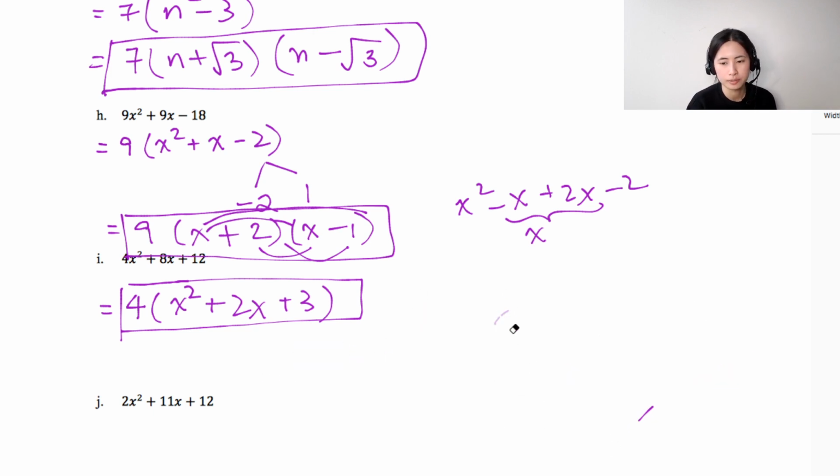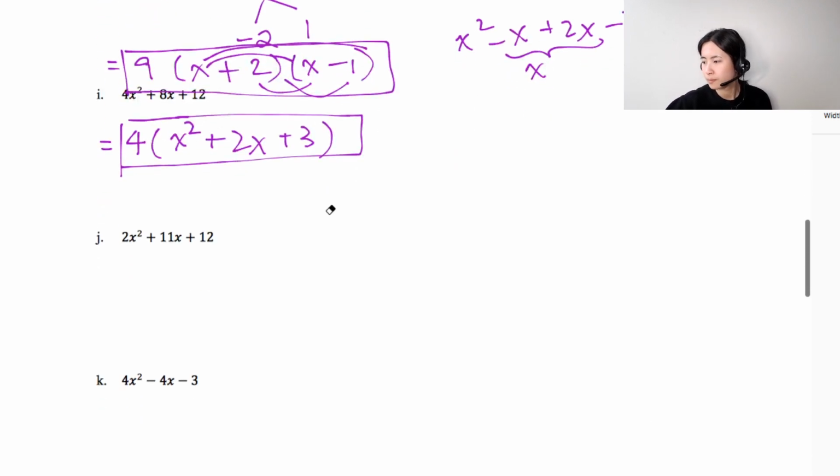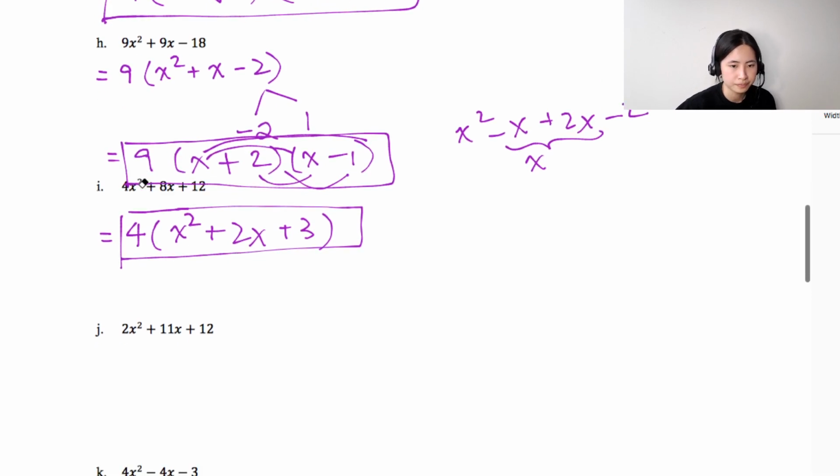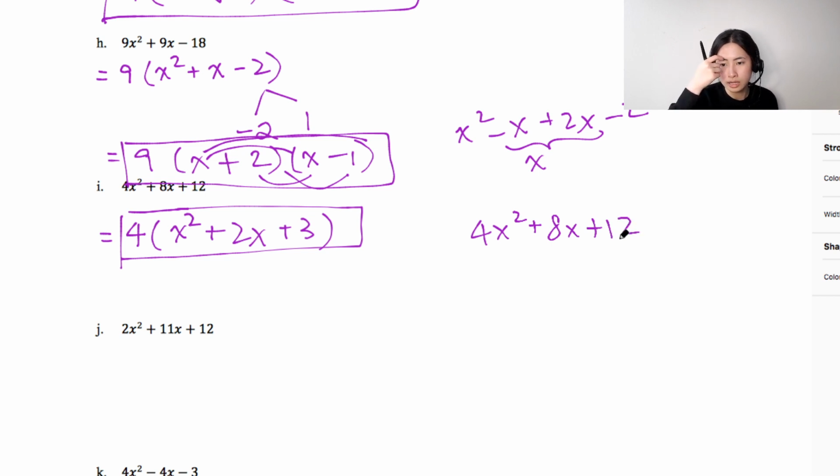Okay, what else? Okay, so if we wanted to look at... Oh, actually, hold on. We can try another one. Actually, if we had 4x squared plus 8x plus 12, right? I've mentioned that when we factor this, it's basically 4 times x squared plus 2x plus 3.